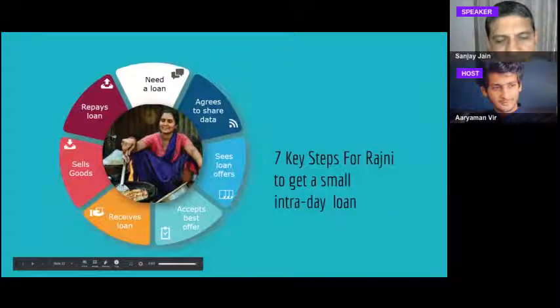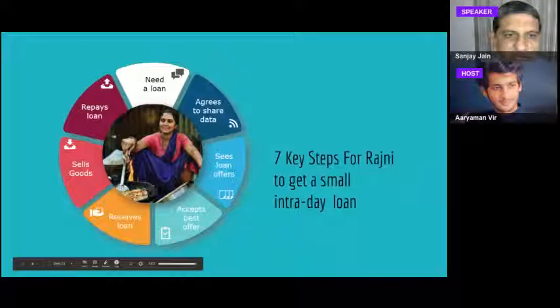Now, we were imagining this use case, I would say around 2015, when we were working through this case, and we said we want to see what it takes for us to get Rajni a small intraday loan. And we went through the process, and we finally came up with that she needs to go through these 6 or 7 steps to get a loan. So she needs to first decide that she needs a loan, agree to share data about herself, see loan offers from multiple lenders, accept what is the best offer to her, receive the money, sell goods, and then repay the loan.